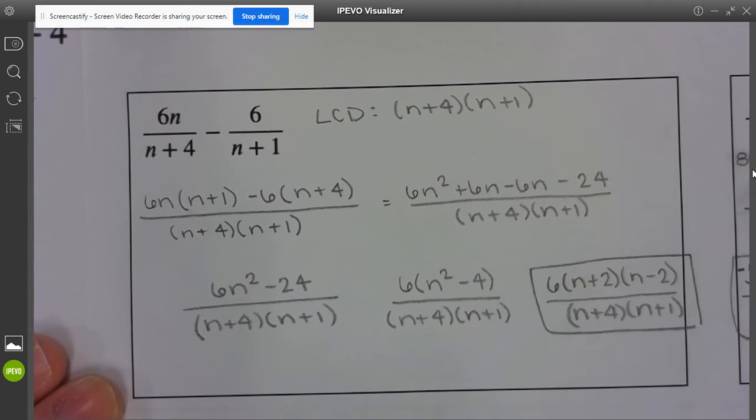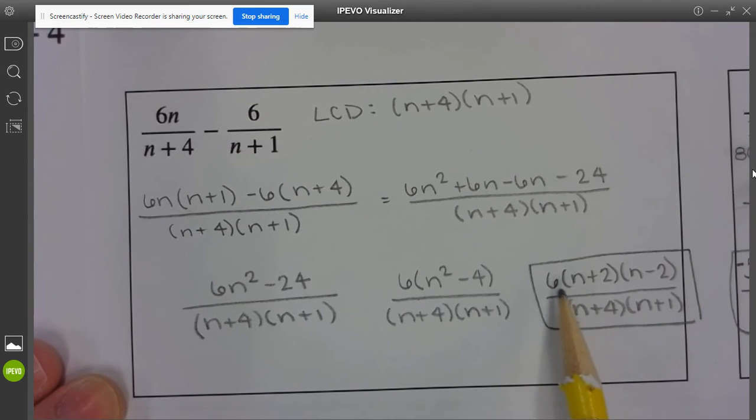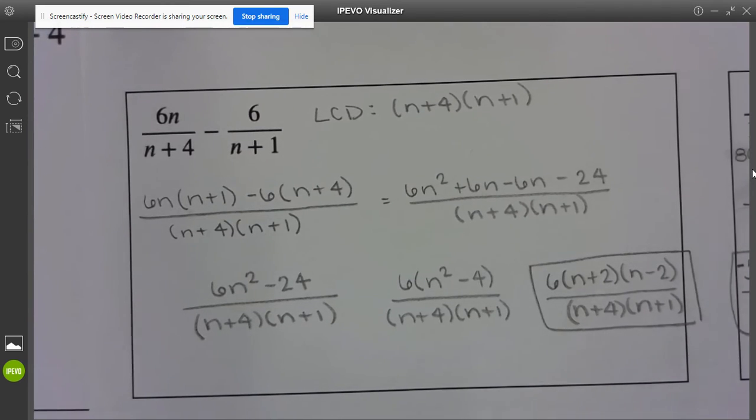So n squared minus 4 is one of my perfect square factoring scenarios. So that would be n plus 2 and n minus 2. In this case, nothing in our numerator or denominator will cancel out and make 1. So I just leave it as it is, and that's my simplified answer.